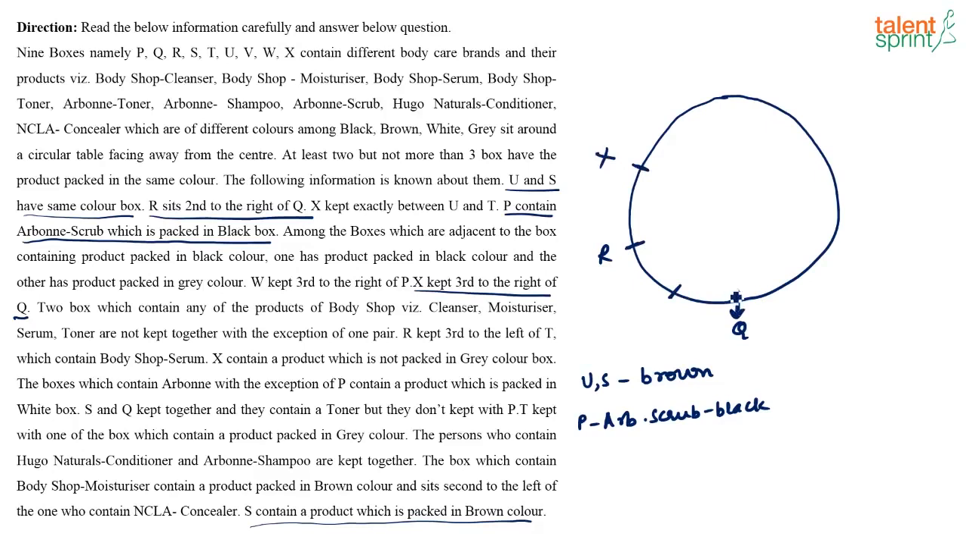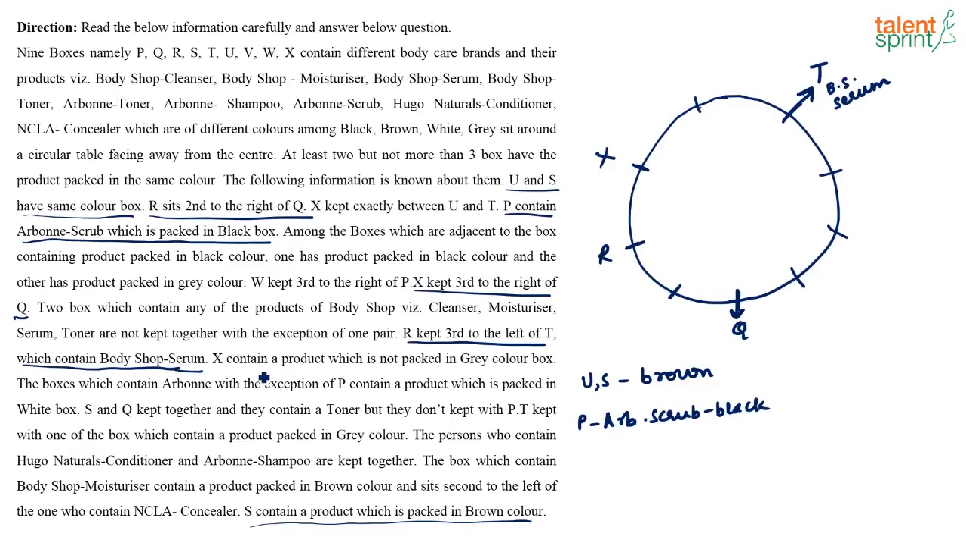So how many boxes have we fixed? 1, 2, 3, 4. How many left? 5, 6, 7, 8, 9. That's what is left. Then R is kept third to the left of T, which contains Body Shop Serum. So which has to be T? Again, T should be facing outwards. R is kept third to the left of T, so this is R and this has to be T. And what is there in T? T contains Body Shop serum.